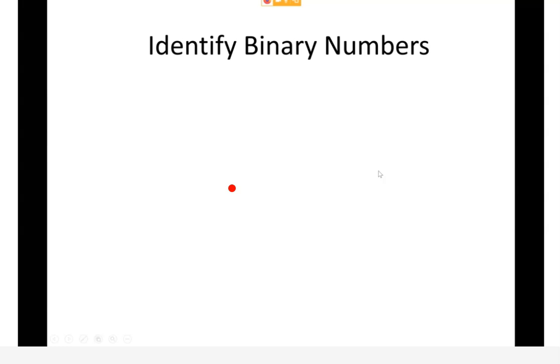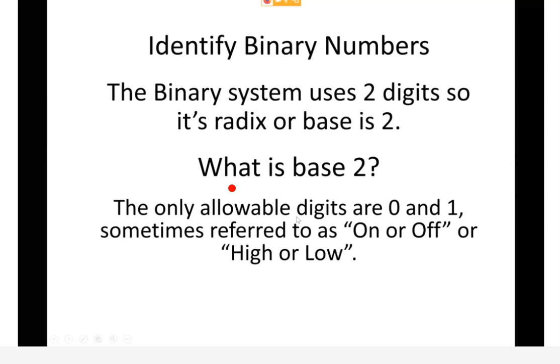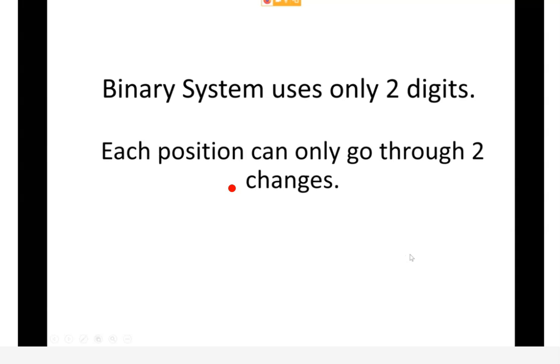Now in binary numbers, something very similar, but we only use 2 digits, and its radix or base is 2. What is base 2? The only allowable digits in binary are 0 and 1. In a lot of cases, those zeros and ones represent if you have voltage or don't have voltage, on or off, high or low. It only uses 2 digits, so it only goes through 2 possible changes.